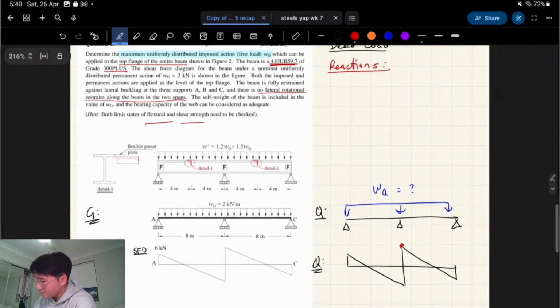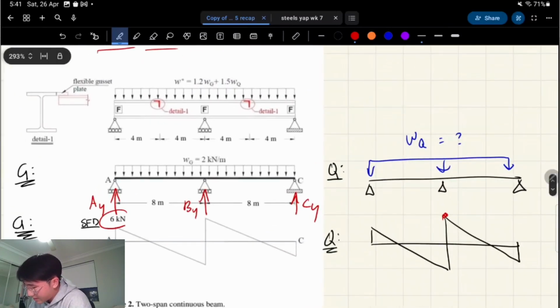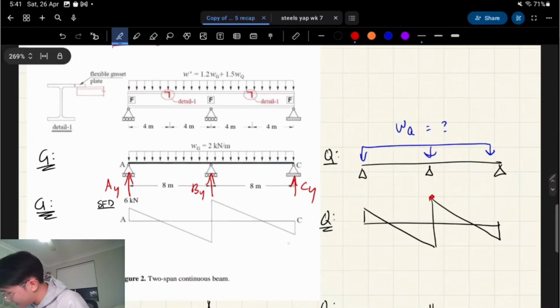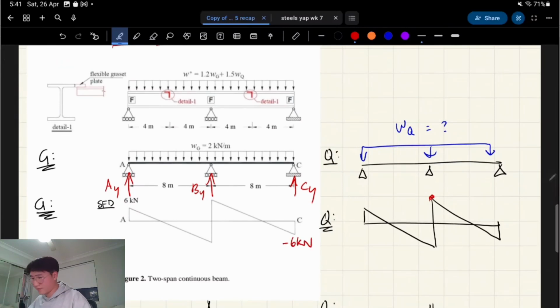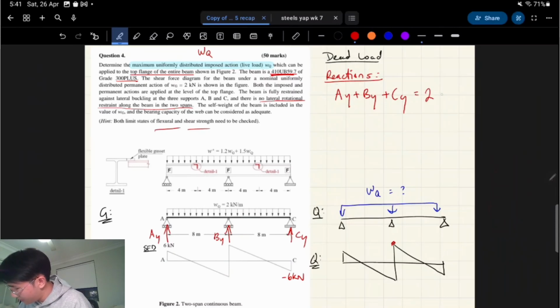Great. So essentially, we're going to call these AY, BY, CY at the reactions. And it tells us that the shear force goes up by 6 kilonewtons, which we can work out essentially. But that also means that this shear force here is 6 because it's mirrored. Let's work out the reaction. So AY plus BY plus CY is equal to WG, which is 2 kilonewtons per meter, multiplied by 16. We know this is 6.